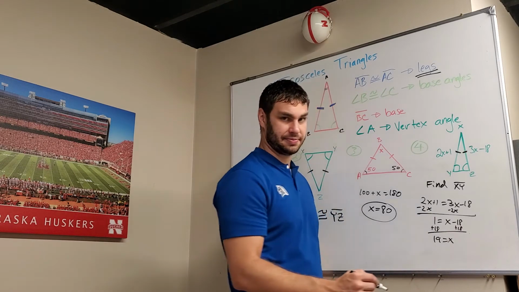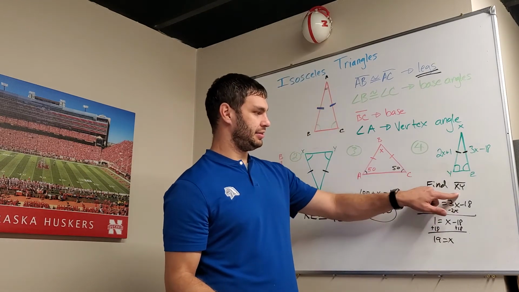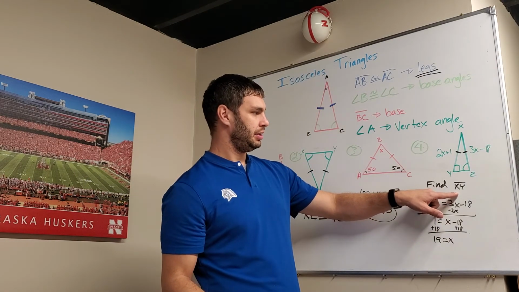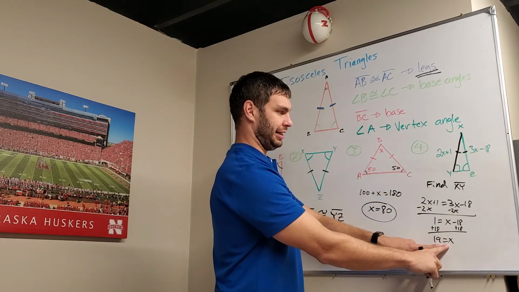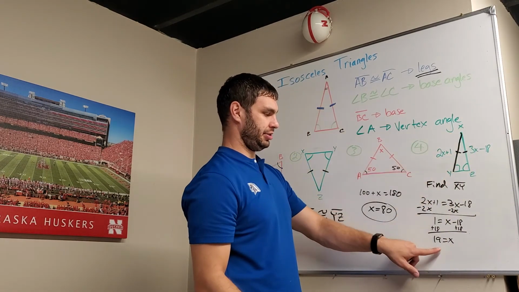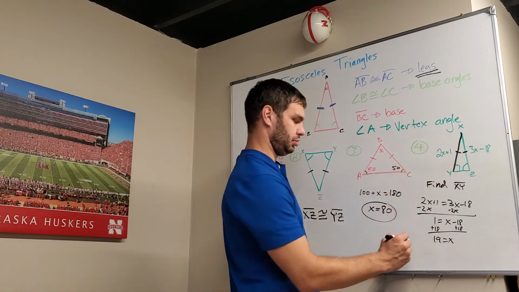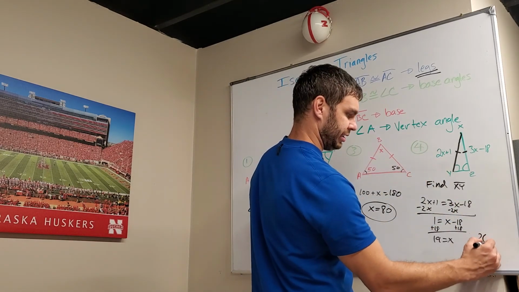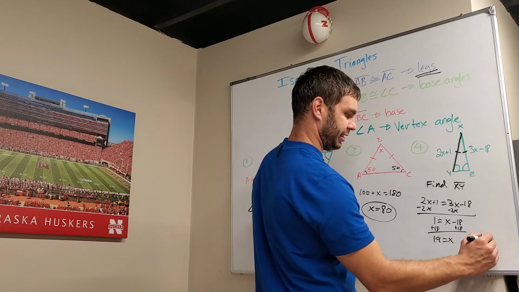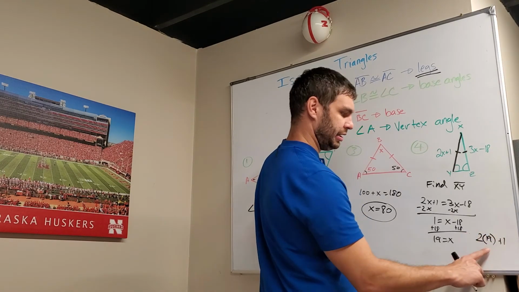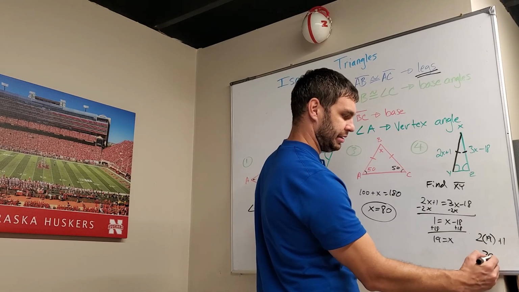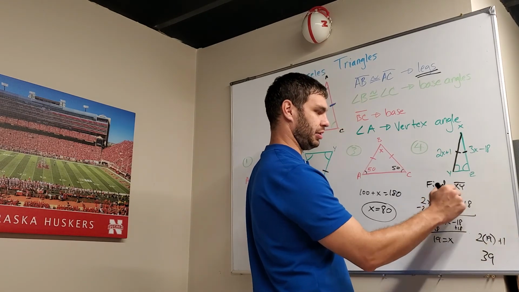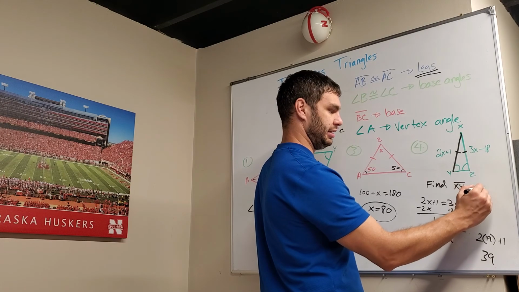19 equals x. But it's not asking for x, it's asking for side XY. So here XY is this side. To do that, I'm going to take what x is and plug it back in. So I'm going to do 2 times 19 instead of x. I'm going to write 19 plus 1. Well, 19 times 2 is 38. 38 plus 1 is 39. So find XY. XY equals 39.